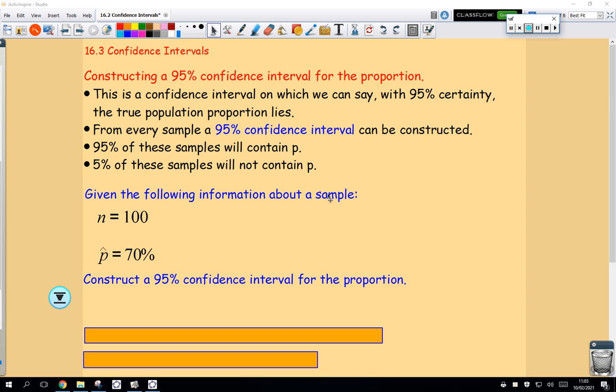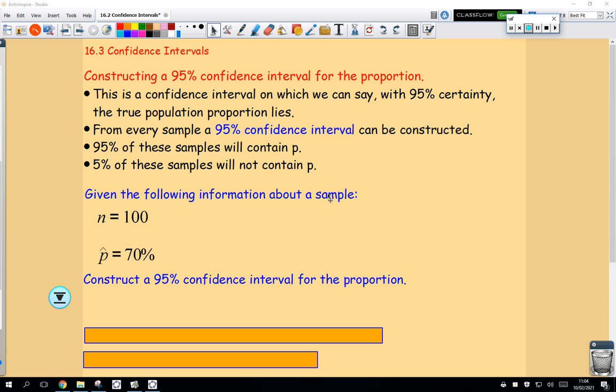From every sample, a 95% confidence interval can be constructed, and 95% of these samples will contain the true population proportion. 5% will not. Our confidence interval either will or will not contain the true population proportion. Given the fact that most samples do contain the proportion, we think generally that our confidence interval is one of those. That's essentially how this works.